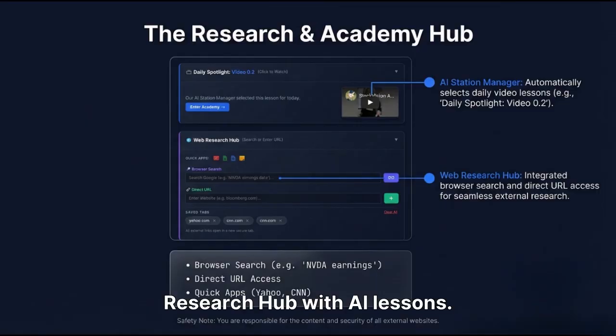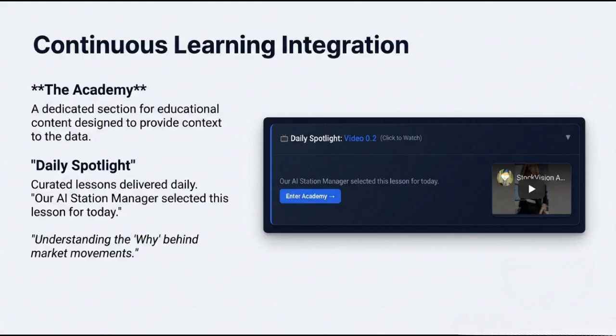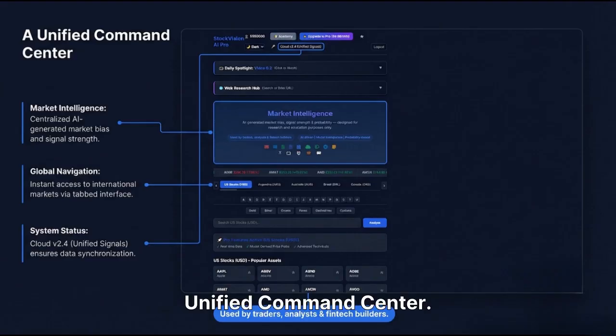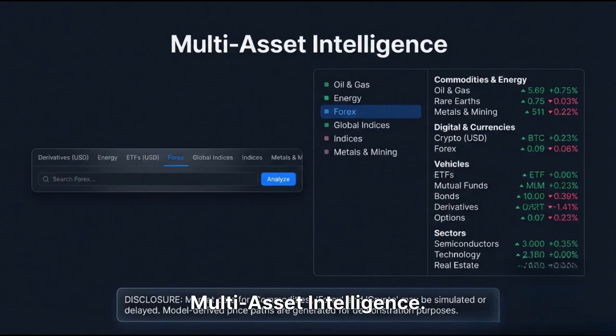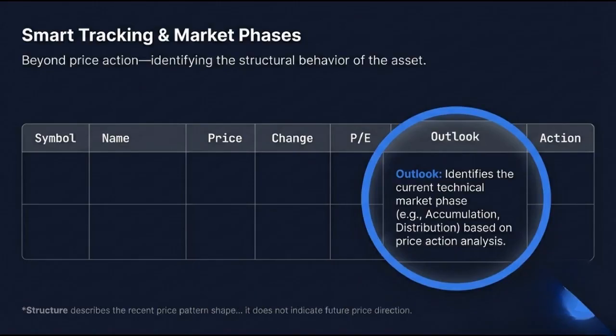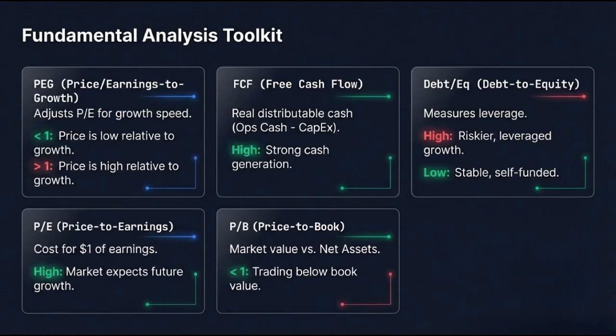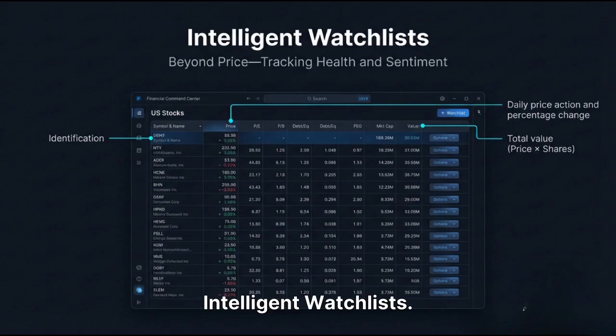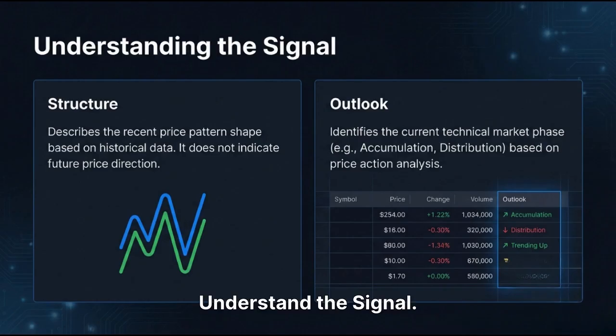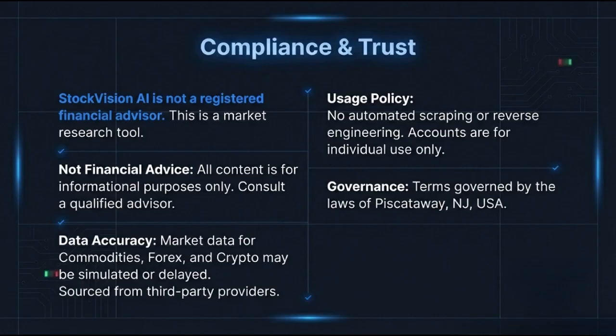StockVision AI Pro, Research Hub with AI lessons, continuous academy learning, secure web research, unified command center, global market reach, multi-asset intelligence, smart tracking phases, fundamental analysis toolkit, governance and privacy, unified signals, intelligent watch lists, understand the signal, compliance and trust, upgrade to Pro.